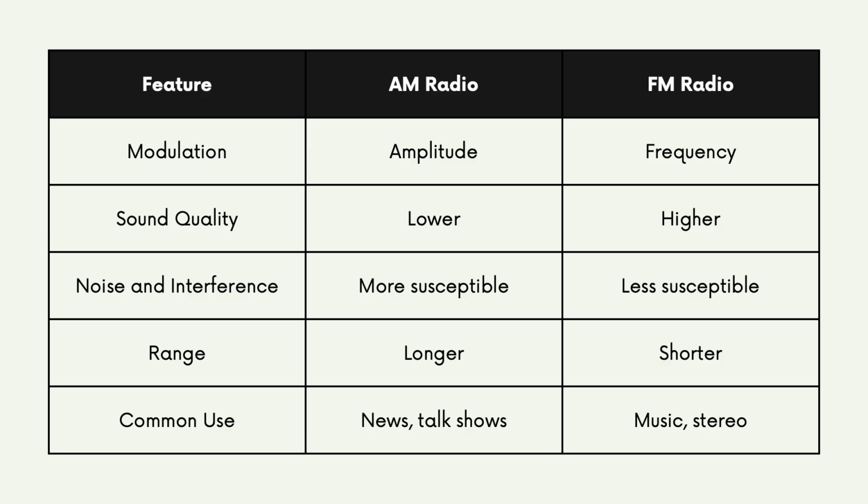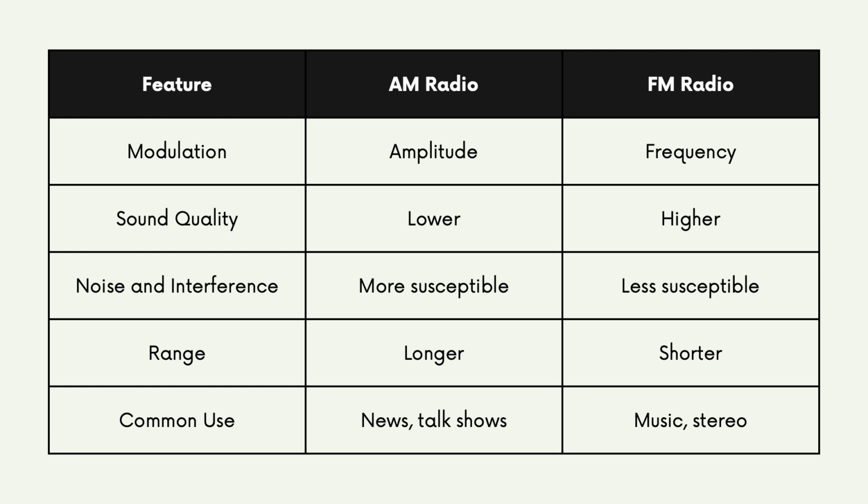Now that we have explored the inner workings of AM and FM radio, let us compare them side by side. AM radio, with its amplitude modulation, offers a simpler technology and boasts a longer reach, making it ideal for broadcasts that need to cover vast areas. However, the sound quality can suffer from static and interference.